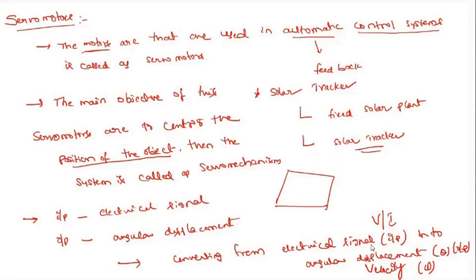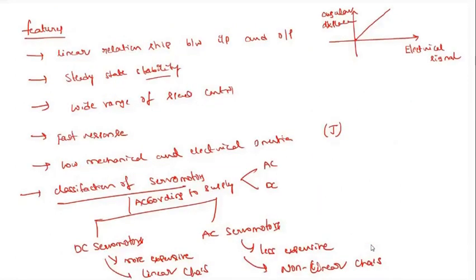Okay, so these are the things, and in this slide I explained the features. What are the features? Means the benefits of the servo motors. Features means specifications or benefits or some advantages. Then the classification of servo motors: there are two types, DC servo motors as well as AC servo motors.